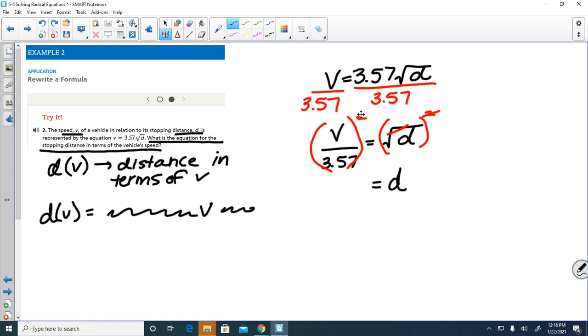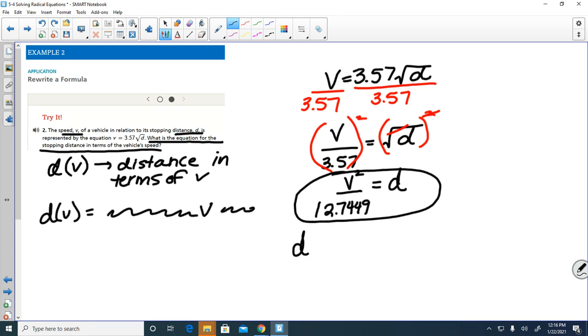On the left side, when you square a fraction, you square the numerator and you square the denominator. So I'm going to grab my calculator and type in 3.57 squared. 12.7449. So there's my formula. You also might see it written in another class like d of v. So the stopping distance in terms of the speed would be v squared over 12.7449. You might see it in either form.